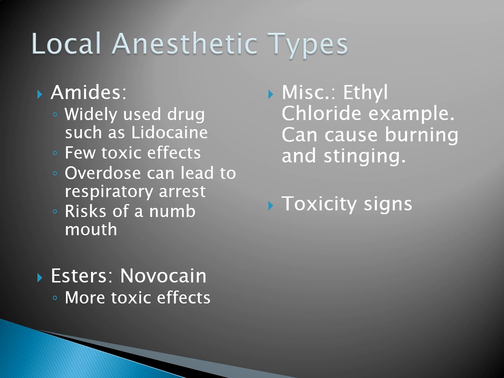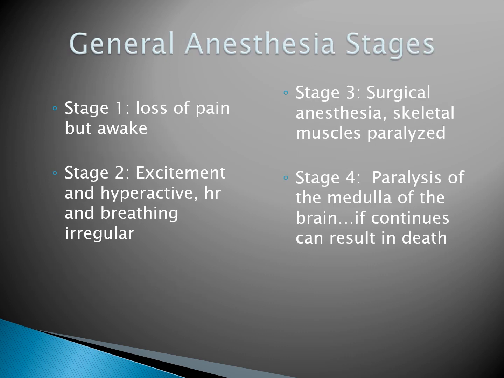But we really want to pay attention to some of these toxicity signs because they are central nervous system related. Anxiety, restlessness, drowsiness, cardiac arrhythmias, these signs and symptoms are rare unless the medication is absorbed too quickly or directly injected. So then we move into general anesthesia, and there are different stages of general anesthesia. Stage 1 is that loss of pain, but the patient is still awake. Eventually, the patient will lose consciousness.